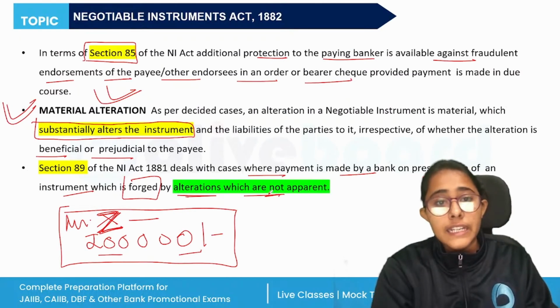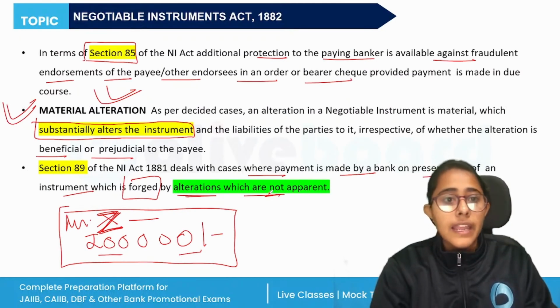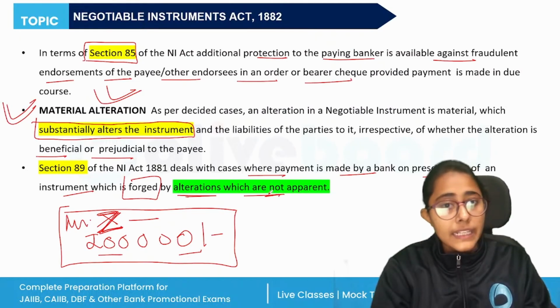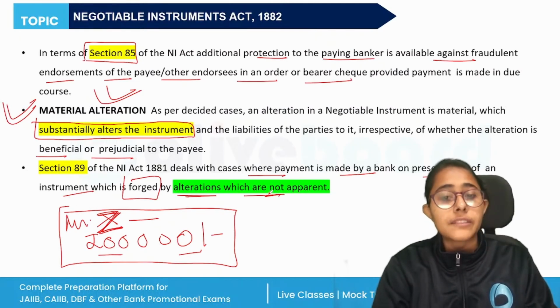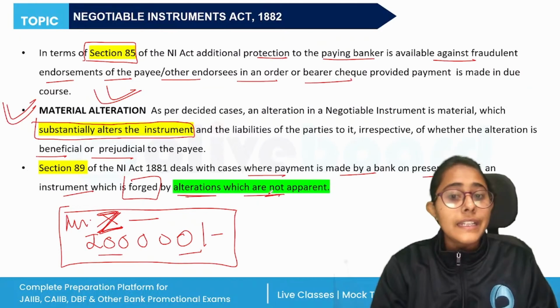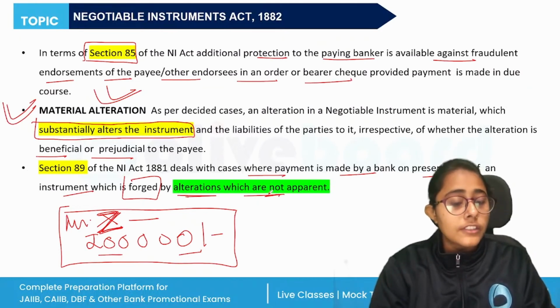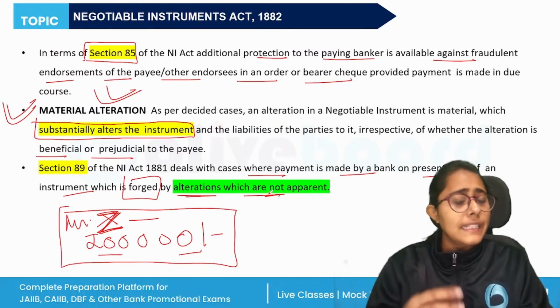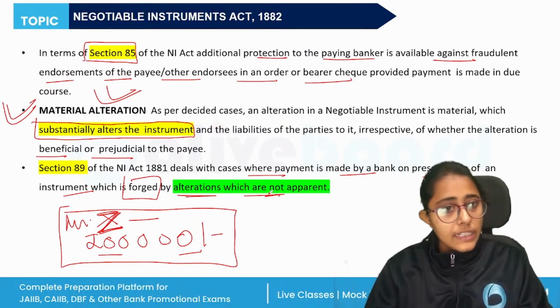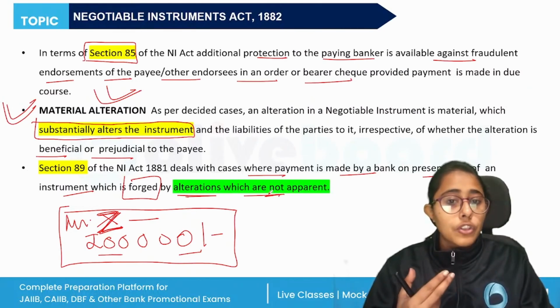So then section 89 says that if any change is seen by the naked eye that the check has been altered, then it is to be treated as void, erroneous or fraudulent alteration, right? It should be visible to the naked eye. Now, there were many cases in which court decisions were taken in favor of the bank, wherein the material alteration was not apparent, right? And the banks were given protection.